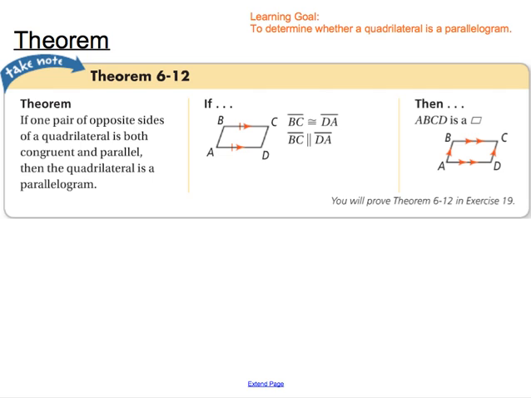Our final theorem is the only one that isn't an exact opposite of a theorem from 6.2. It says that if one pair of opposite sides of a quadrilateral is both congruent and parallel, then the quadrilateral must be a parallelogram.